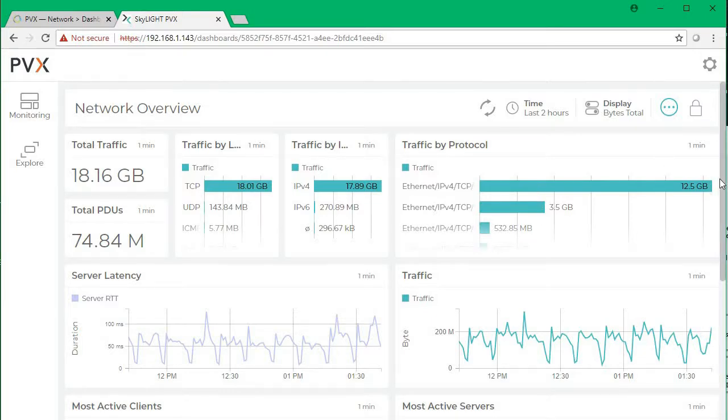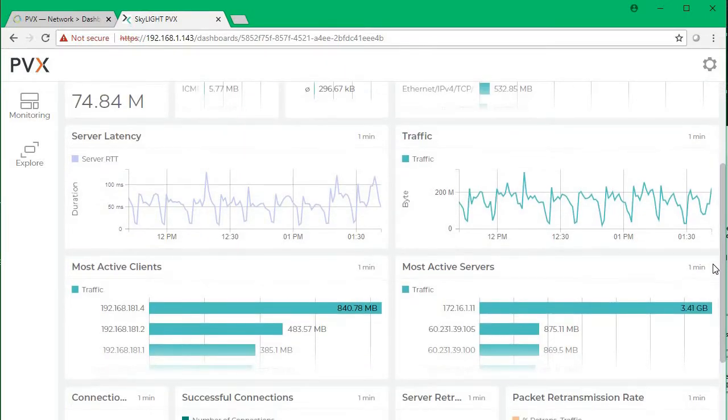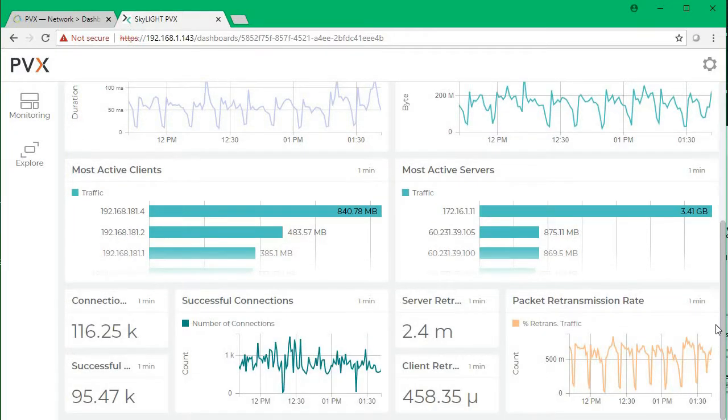We can scroll down here. We can see server latency, traffic by bytes, about 200 megabytes, the most active clients. If we continue to scroll, how many connections, how many successful connections, packet retransmission rate. Again, we saw that in the overview on the previous screen that there were some retransmissions going on, and what's that retransmission rate. So a lot of very good information looking at what PVX can offer.